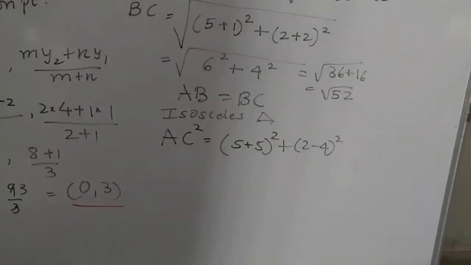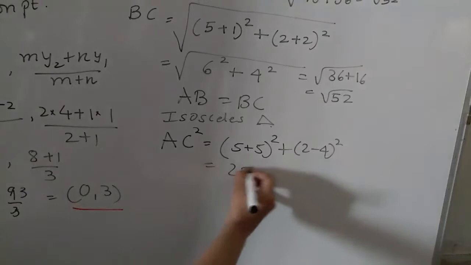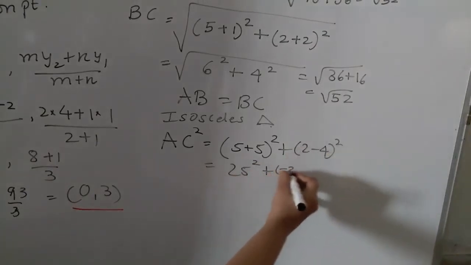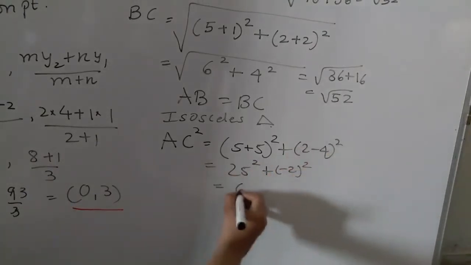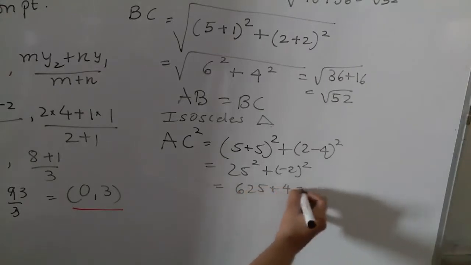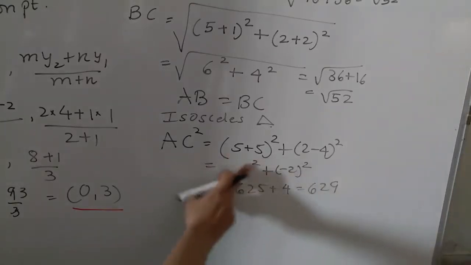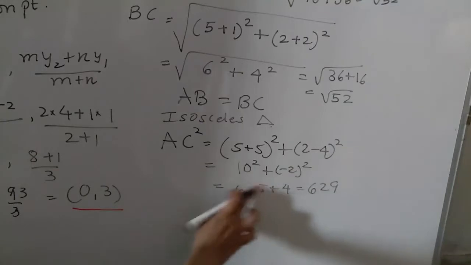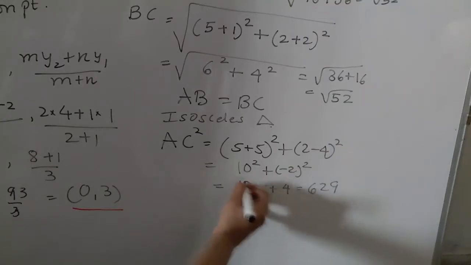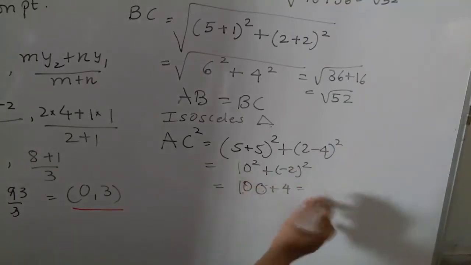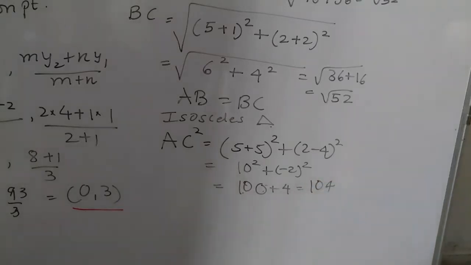Now after that, 5 plus 5 is 10, square is 100, and this is minus 2 square, which is 4. So this is 100 plus 4, it means 104. This is the AC square value, 104. We do not need to take its square root. Okay, now we will show that this is a right angle.